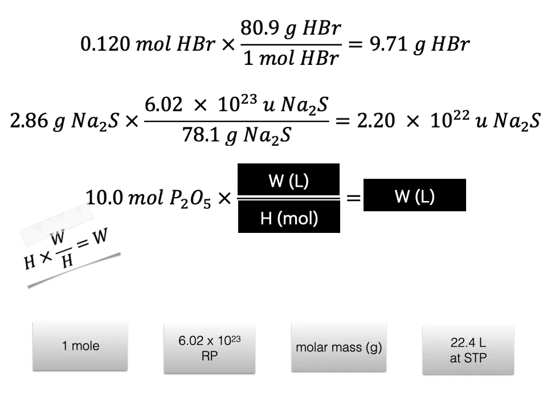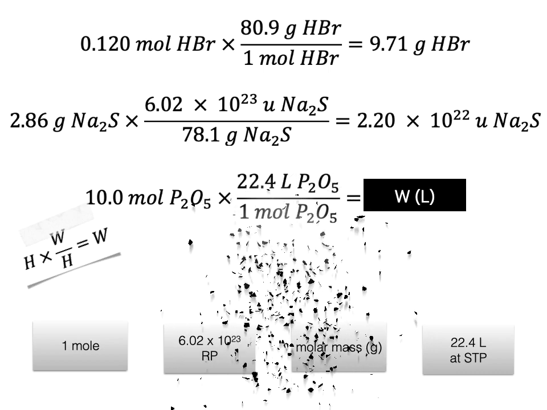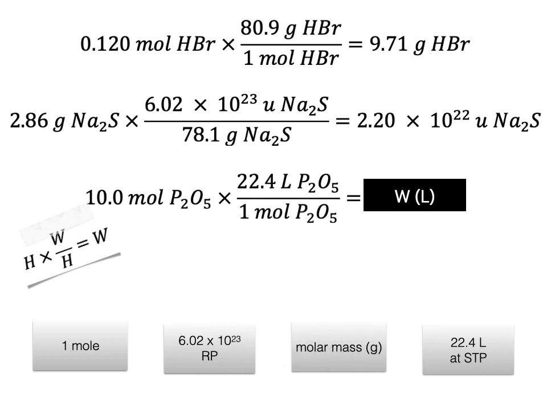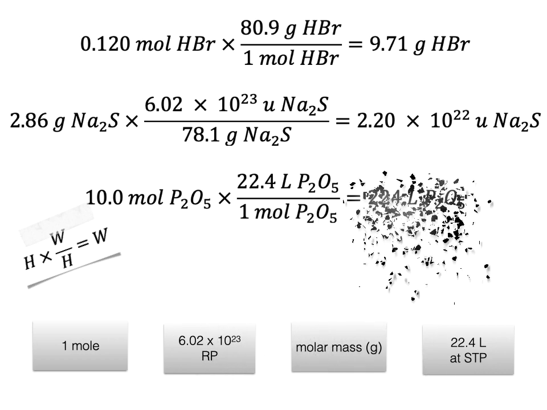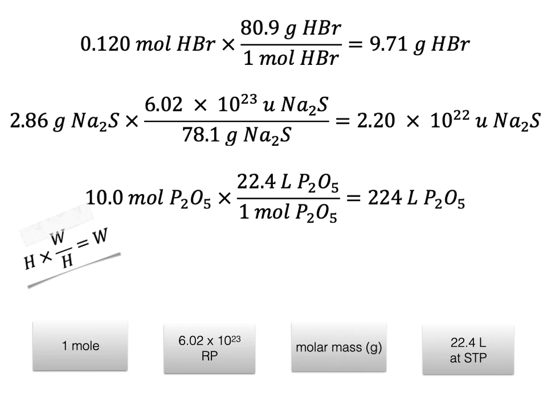And the last problem, how many liters of diphosphorus pentoxide exist at STP if you have 10.0 moles of P2O5? So I have moles, so I'm going to put 1 mole in the denominator. I want liters, so we finally get to use the 22.4 liters. And 10 times 22.4 is 224 liters.